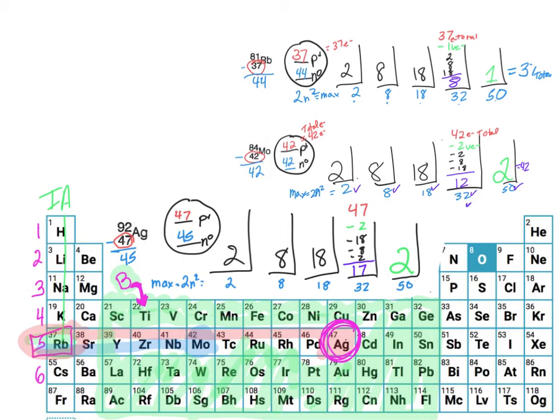And so we should find our total again just to check. 2 plus 8 plus 18 plus 17 plus 2 is 47. Nothing went over the maximums, which are 2, 8, 18, 32, and 50, and so this is a correct atomic diagram for silver 92. And that should be the last one on your list.